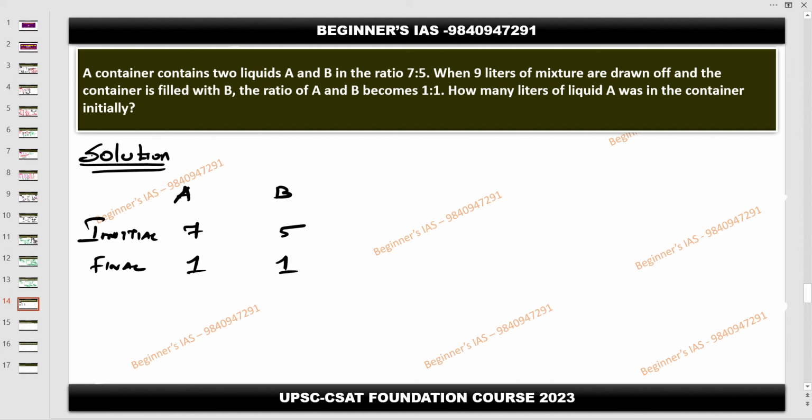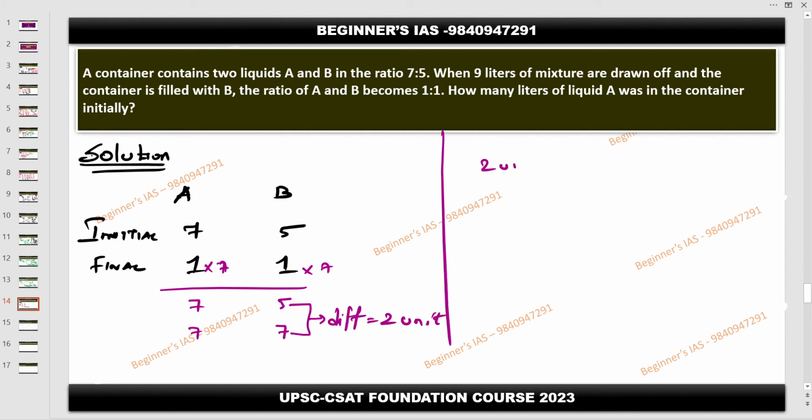Here what you need to do is make the A quantity the same. In order to make A's quantity the same, multiply by 7 on both sides. Clear? Then the quantity becomes 7:7 with respect to A, and here 5 times 7. After making the quantity the same, what is the procedure? The difference between these is 2 units. That 2 units is nothing but the 9 liters. Then what is 1 unit? 1 unit is equal to 9 by 2.